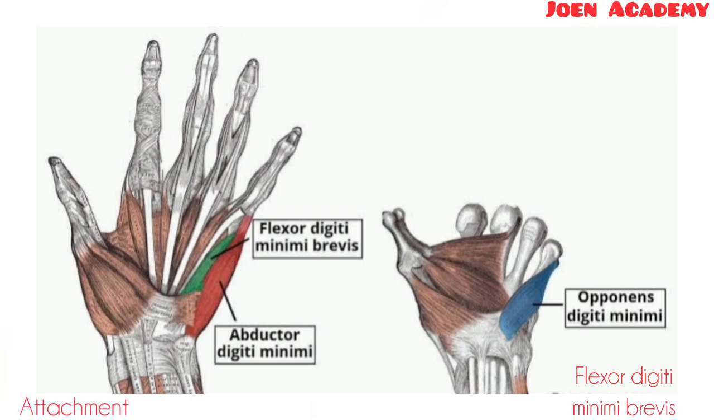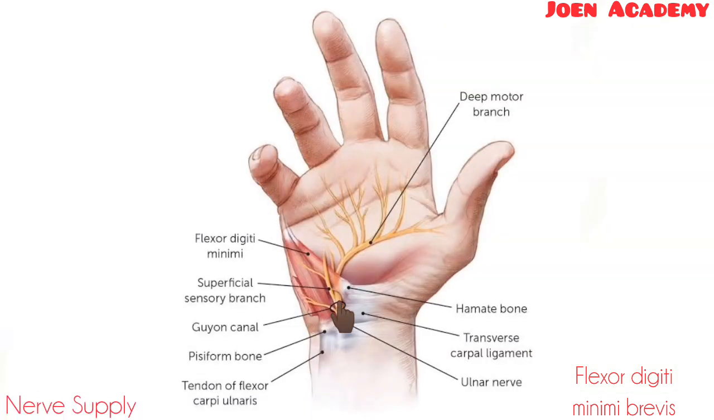This muscle originates from the hook of the hamate and adjacent flexor retinaculum. It then inserts into the base of the proximal phalanx of the little finger. The action is that it flexes the metacarpophalangeal joint of the little finger. It is also innervated by the ulnar nerve.